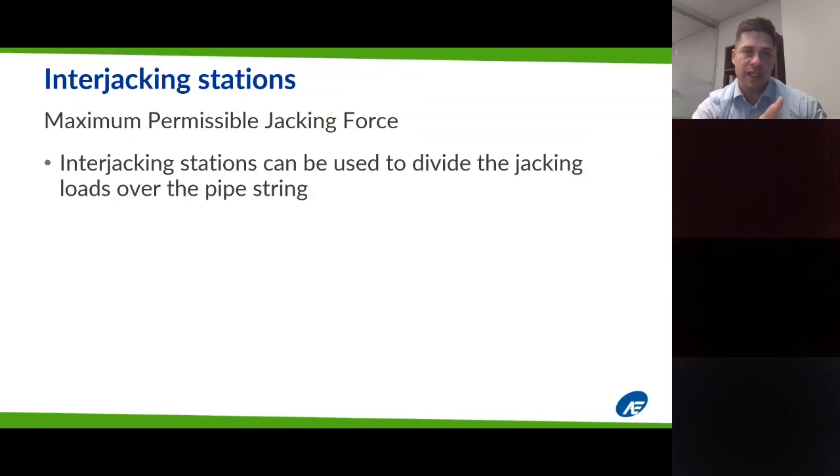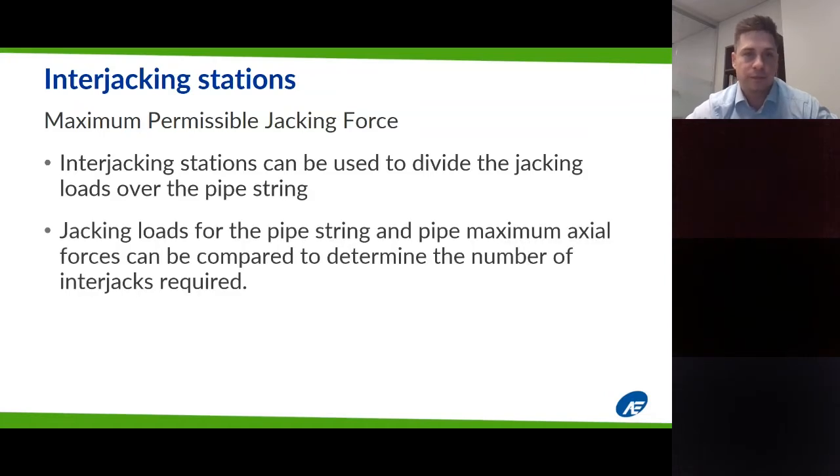So what this does is it takes essentially the jacking equipment from the rear of the tunnel and moves it forward to create essentially a new string in front of the pipe that was just installed. So you can also determine the number of interjacks that are required, obviously just based on your pipe string and how much force is needed to keep the pipe string moving, and determine your maximum axial forces allowable on your pipe.